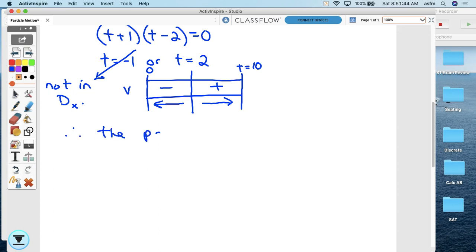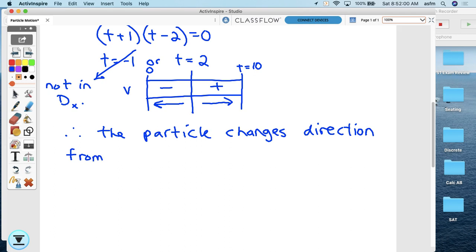the particle changes direction. And what we want to see here are two things. We want to see how does the particle change direction. So we're going to say changes direction from left to right. And we want to see the justification of that. How do we know it changes direction from left to right?